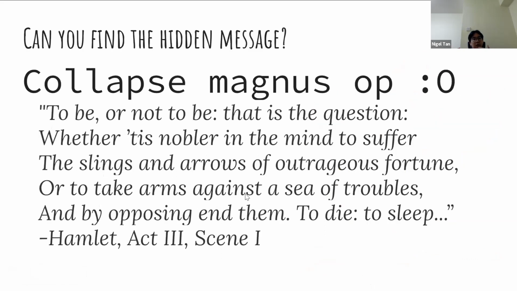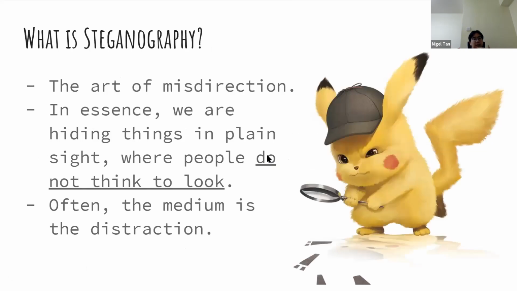So just now, when you see this, it's text. The brain instantly starts to look at the words and try to interpret the meaning behind those words. And just like that, your brain is already setting you up for failure, because it gives you tunnel vision. When you only look at the medium and focus on the content, you'll miss everything in places that you do not think to look. It's not possible for you to find what is hidden. So that is essentially what steganography is, the art of misdirection.